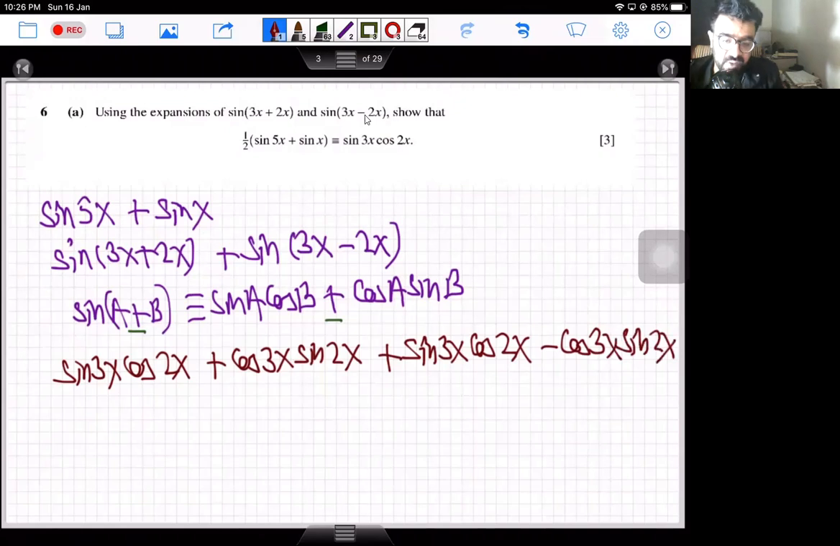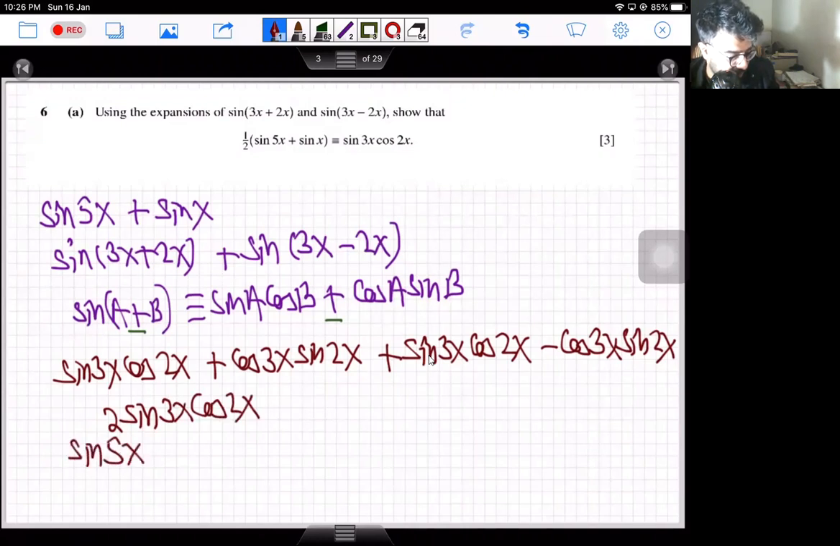Now we need to identify which terms are being cancelled out and which terms are being simplified. As we can see, cos 3x multiplied by sine 2x and minus cos 3x multiplied by sine 2x are cancelled out, and these two terms are simplified. They are added together so that it becomes 2 multiplied by sine 3x multiplied by cos 2x. So far we have achieved this, that sine 5x plus sine x is exactly equal to 2 multiplied by sine 3x multiplied by cos 2x.